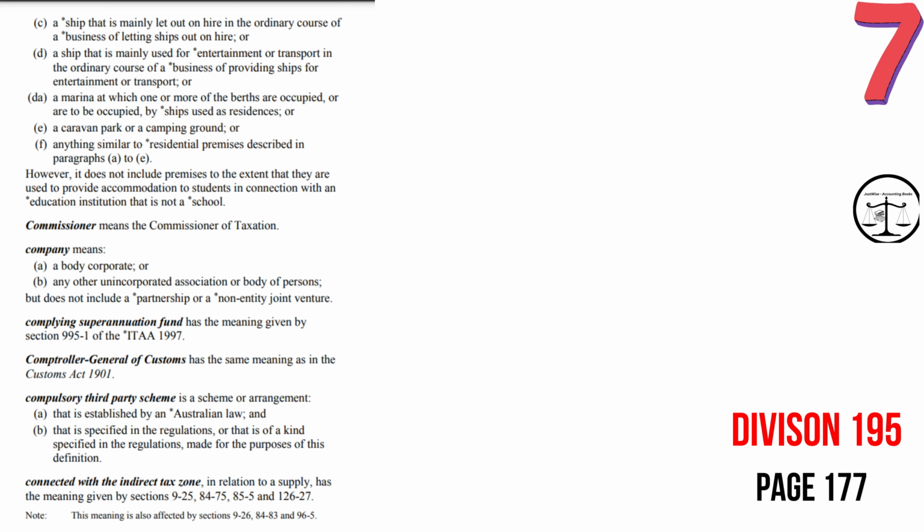Page number 177. 67. Commissioner. 68. Company. 69. Complying Superannuation Fund. 70. Comptroller General of Customs. 71. Compulsory Third-Party Scheme. 72. Connected with the Indirect Tax Zone.